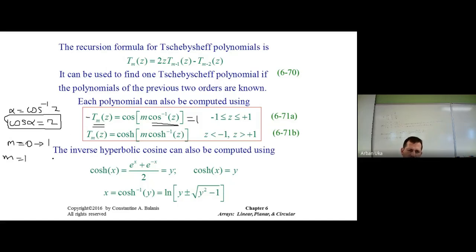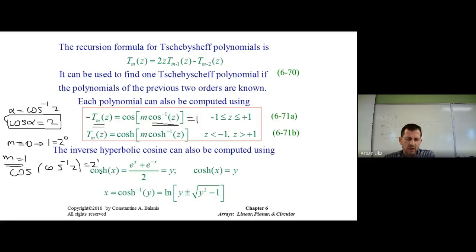If m is equal to 1, we get the cosine of the cosine inverse of z. So let's have a look. We get here cosine of times 1. So this is the cosine of the cosine inverse of z, which is equal to what? Well, the cosine of the inverse cosine is simply equal to z. That means that the Chebyshev polynomial of the first order is z. In fact, for the 0th order we can say that this is z to the power 0, and for the Chebyshev polynomial of the first order, this is equal to z to the power 1.